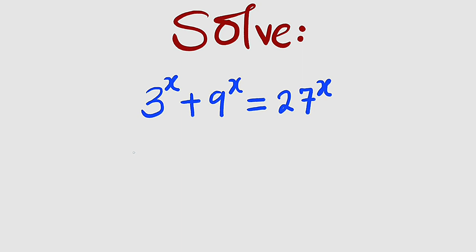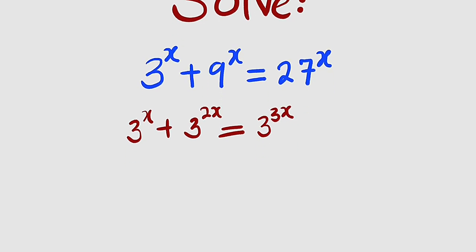So 3 to the power of x remains the same, 3 to the power of x. But 9 can be written as 3 squared, so we have 3 squared, but we have another x to the top. This is equal to 27, which is 3 to the power of 3, so we have 3 to the power of 3, but we have our x.